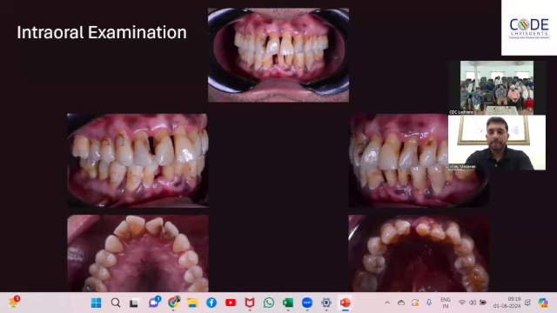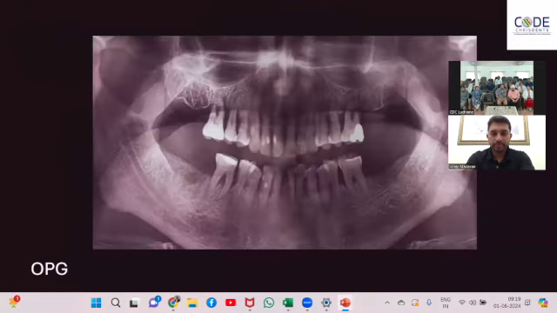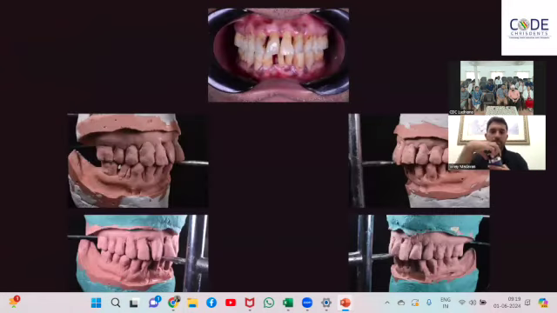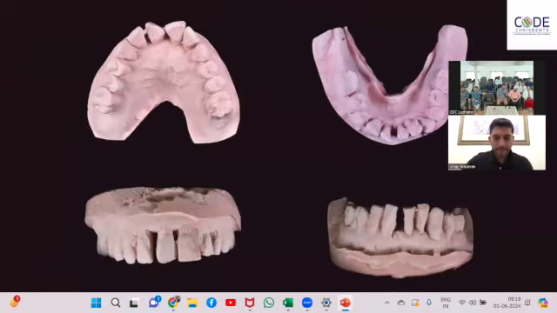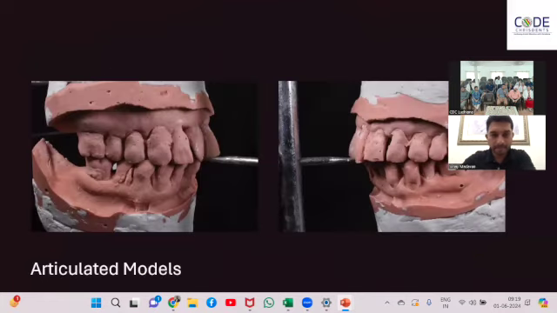He already had multiple consultations for implants. So we took an OPG. The OPG picture revealed the bone levels and periodontal health to be even worse. Based on our OPG examination, we took study models and articulated them in the correct position. These are the diagnostic models, and this is an articulated model.